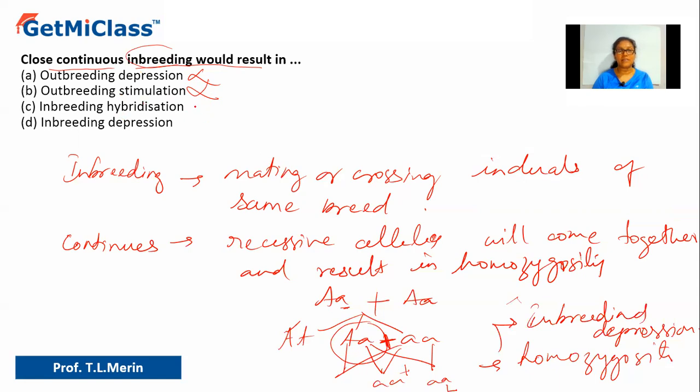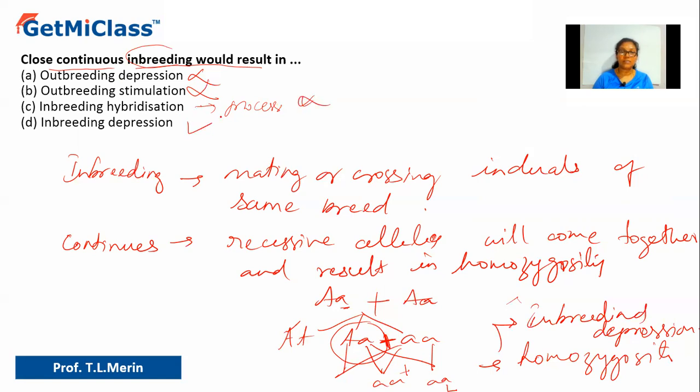Option C says inbreeding hybridization. Inbreeding hybridization is nothing but mating two different individuals of the same breed. Here they are asking about close continuous inbreeding. Of course, this is the process, this is not the result. Inbreeding hybridization is a process of performing close continuous inbreeding. It is a process, not a result, hence it is ruled out.